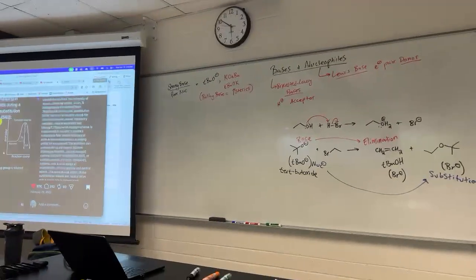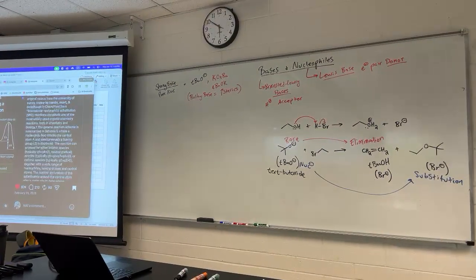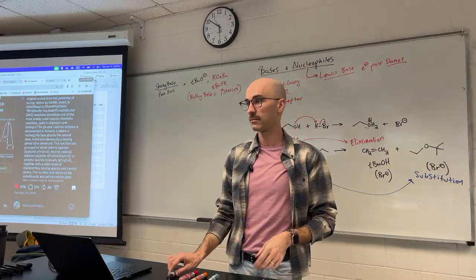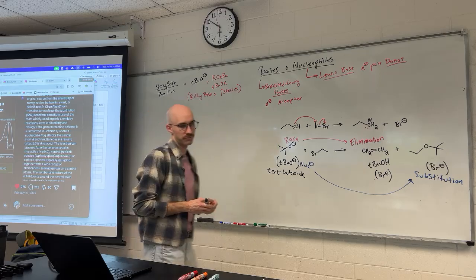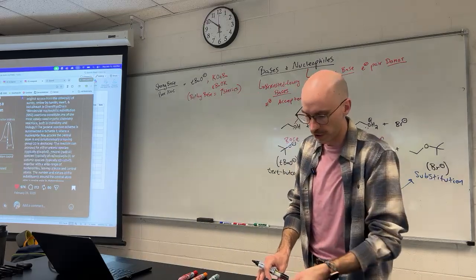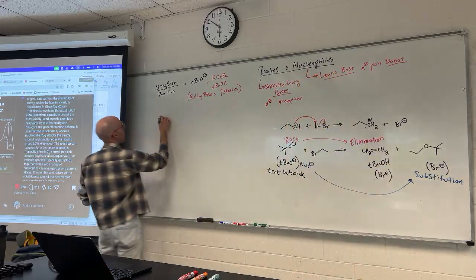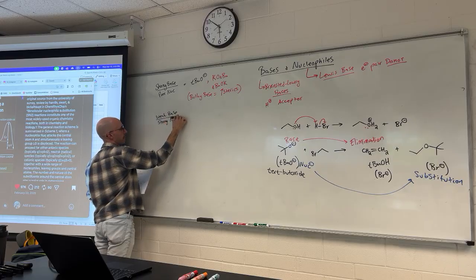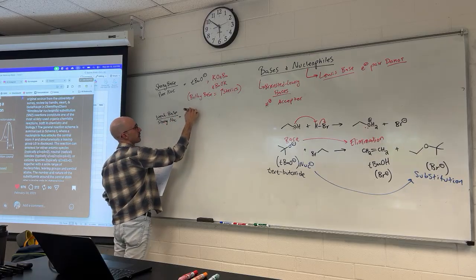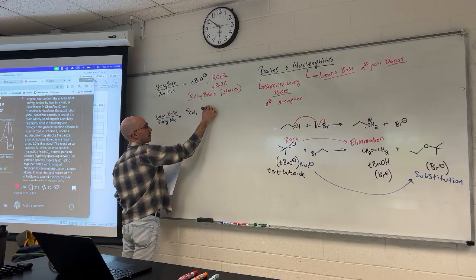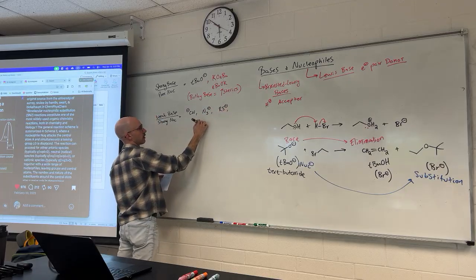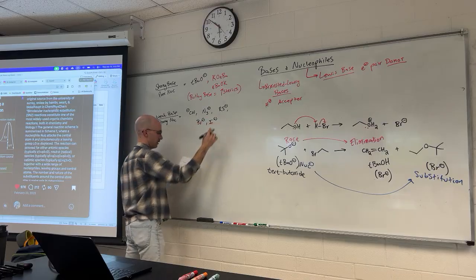Okay, our next group. You guys see that on your chart, how that is kind of on its own on the left-hand side? Our next groups are weak base, strong nucleophile. That is cyanide, azide, sulfide, bromide, iodide.